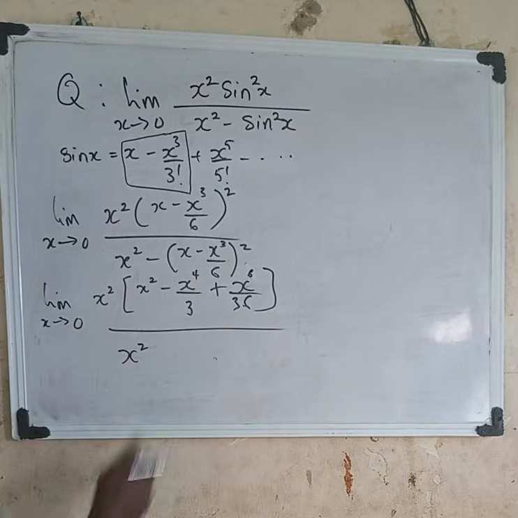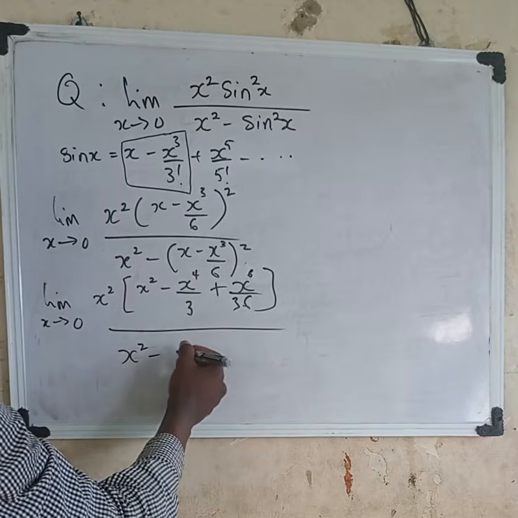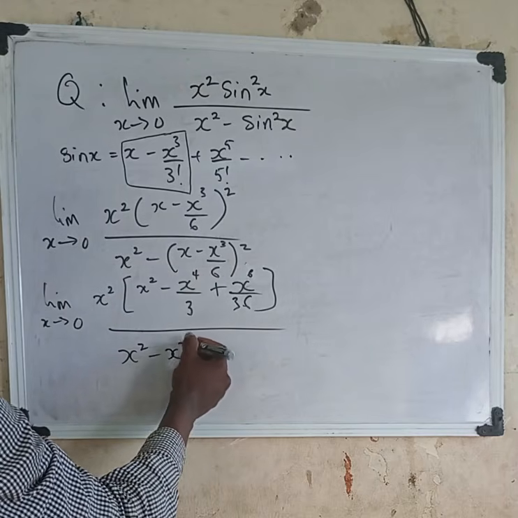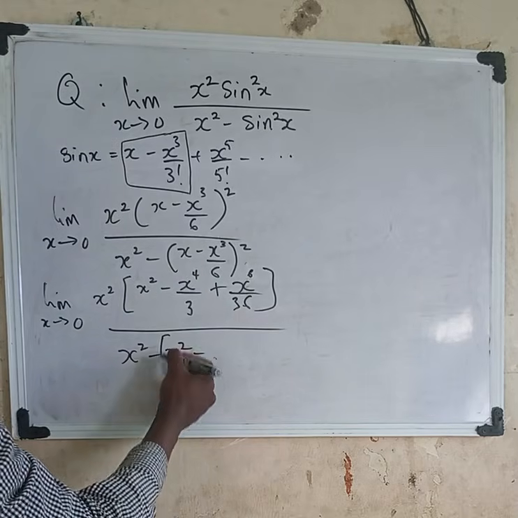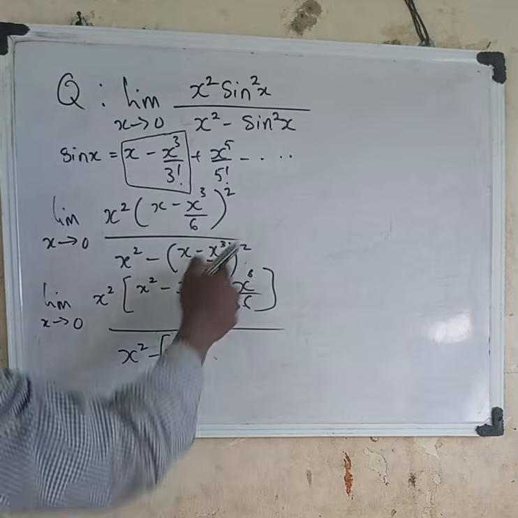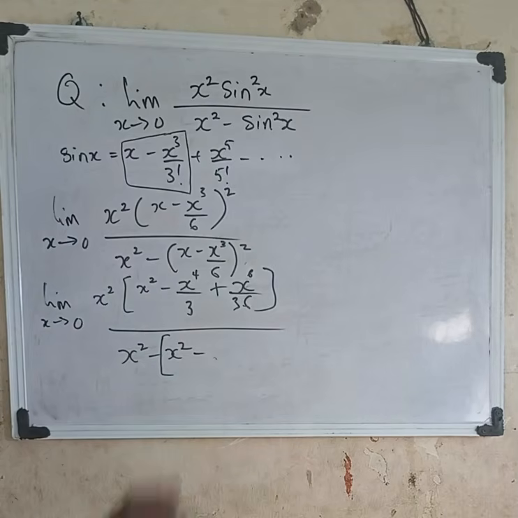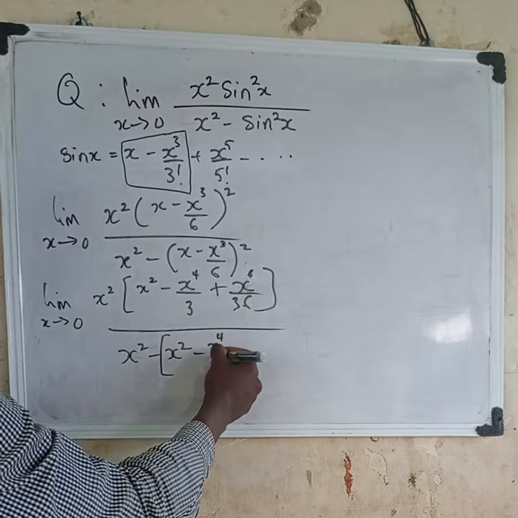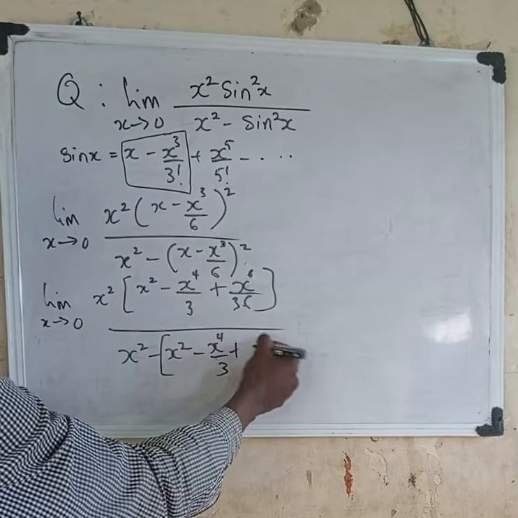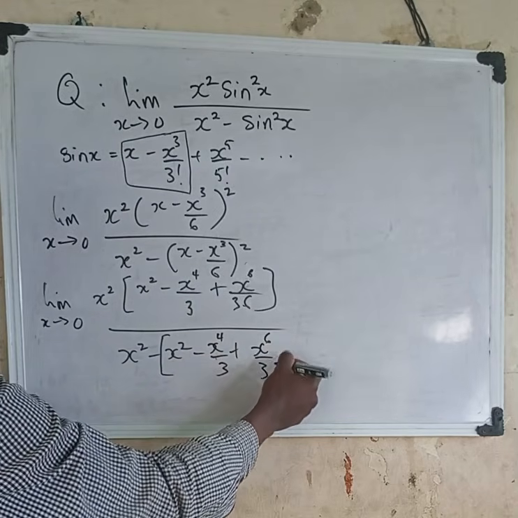Then all divide by the same thing here also. I'm also going to be expanding this. That will be x squared minus this times this. So let's put parentheses here. This times this is x to the power of 4, so I'm multiplying it by 2. That will be x to the power of 4 over 3. Then this also is plus x to the power of 6 over 36.